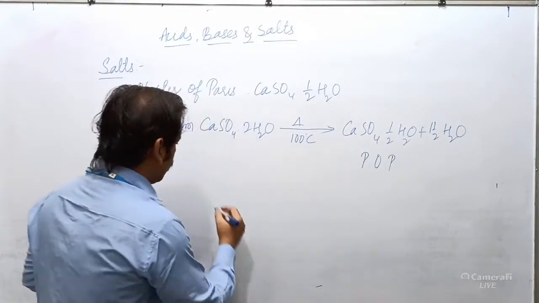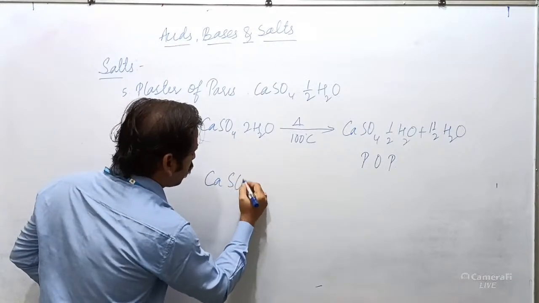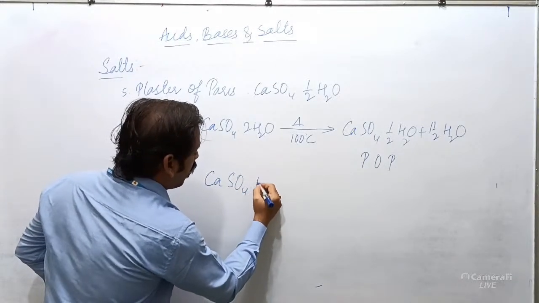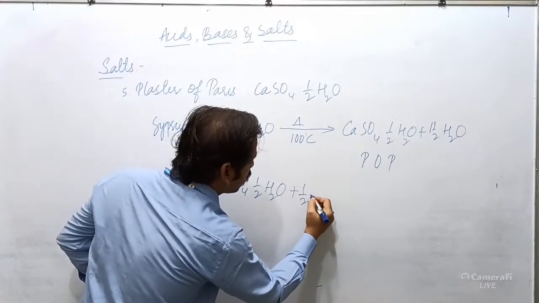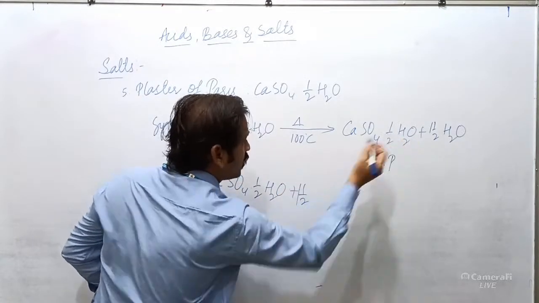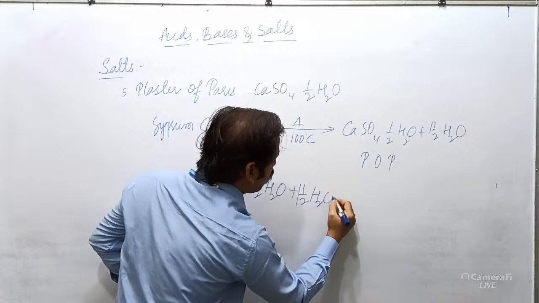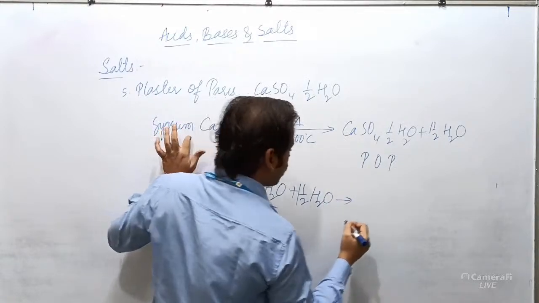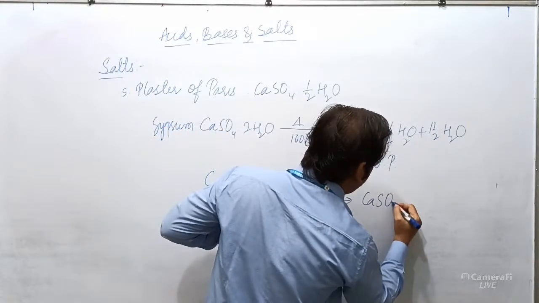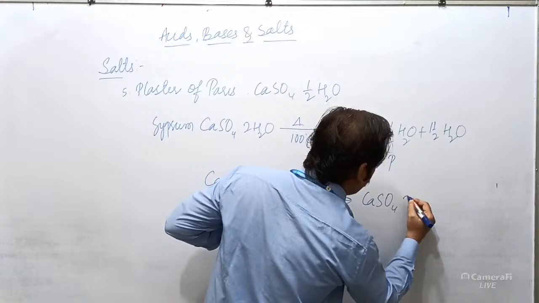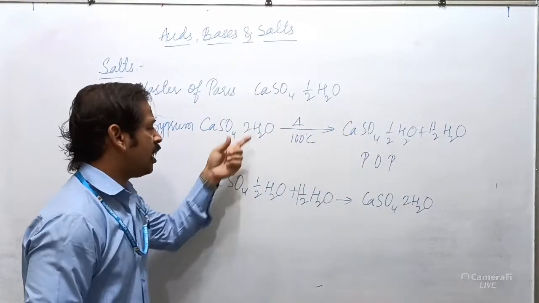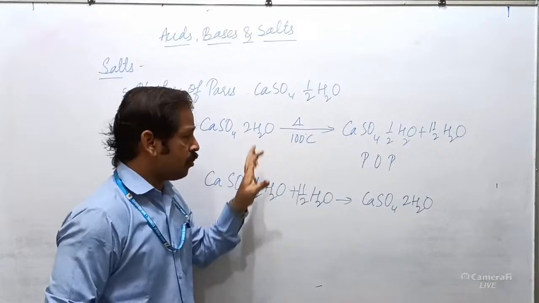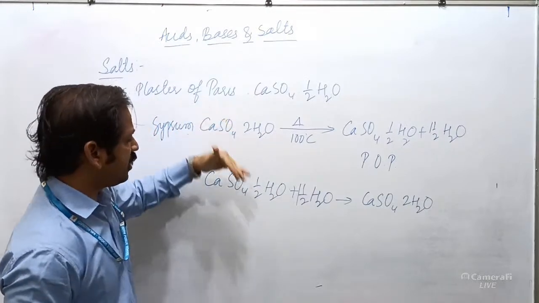How is it? If you take calcium sulfate hemihydrate and add the same quantity of water, you are going to get once again the same chemical, gypsum. Both processes are available. Both are right. It happens in this way also.